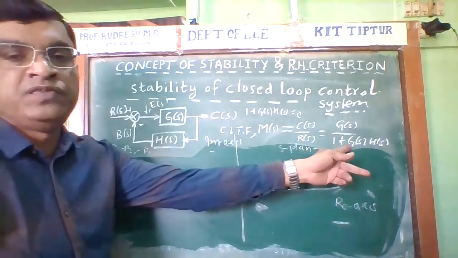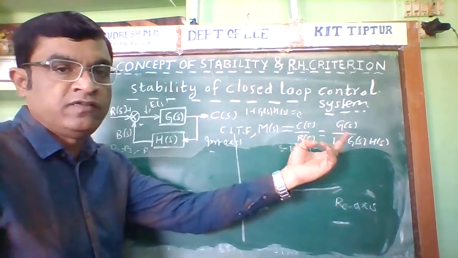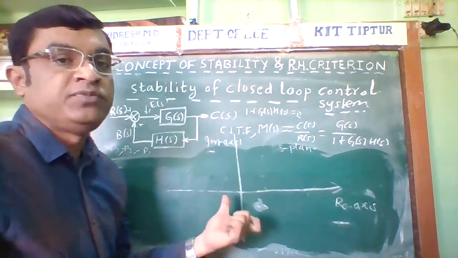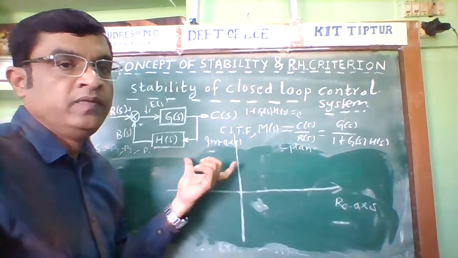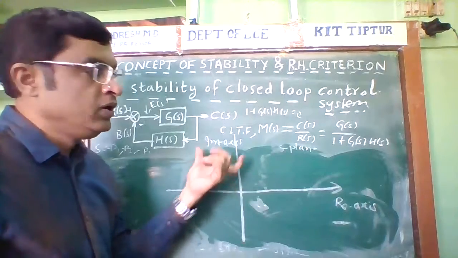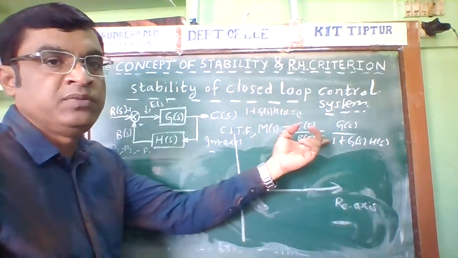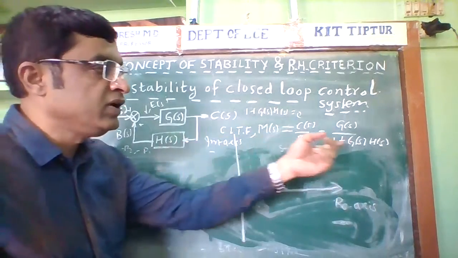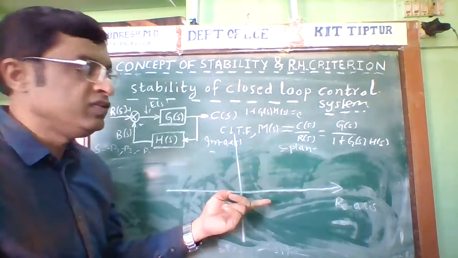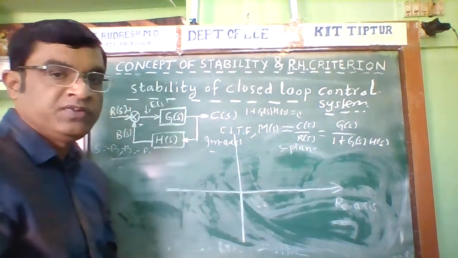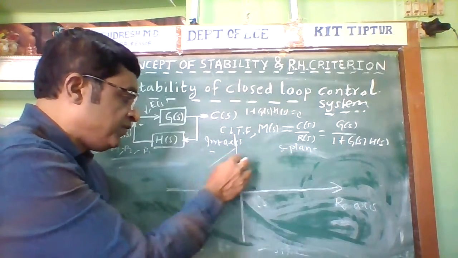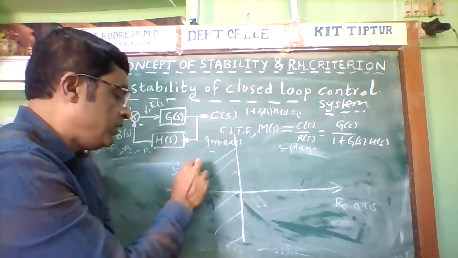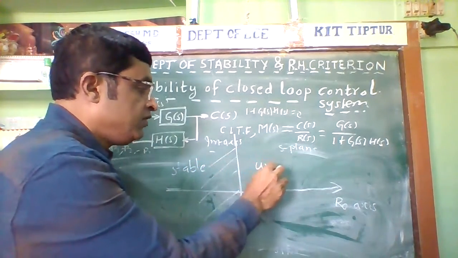After finding the roots of the characteristic equation, the roots are called the poles of the system. The poles decide the system stability. The zeros do not affect the system stability. The stability of the system is decided by the poles of the system. If all the poles of the system are in the left half of the S-plane, the system is stable, otherwise unstable.